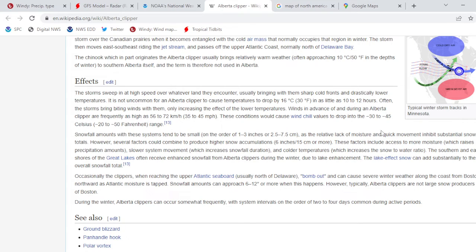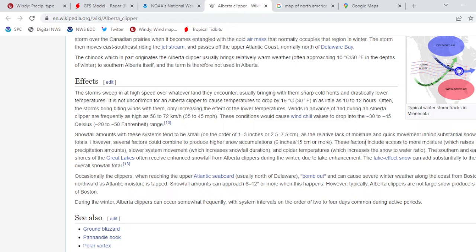Snowfall amounts with these systems tend to be small, on the order of 1 to 3 inches or 2.5 to 7.5 centimeters, as the relative lack of moisture and quick movement inhibits substantial snowfall totals. However, several factors could combine to produce higher snow accumulations, 6 inches or 15 centimeters or more. These factors include access to more moisture, which raises precipitation amounts, slower system movement, which increases snowfall duration, and colder temperatures, which increases the snow to water ratio.